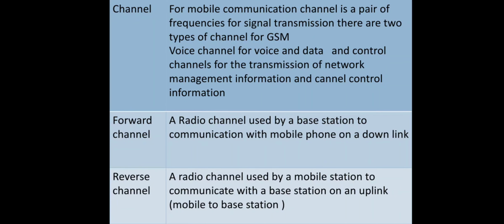Channel: for mobile communication, a channel is a pair of frequencies for signal transmission. There are two types of channel for GSM: voice channel, used for voice and data, and control channel, for transmission of network management information and channel control information. Forward channel: a radio channel used by the base station to communicate with the mobile phone on the downlink. Reverse channel: a radio channel used by the mobile station to communicate with the base station on the uplink. Mobile station to base station connectivity is called uplink.